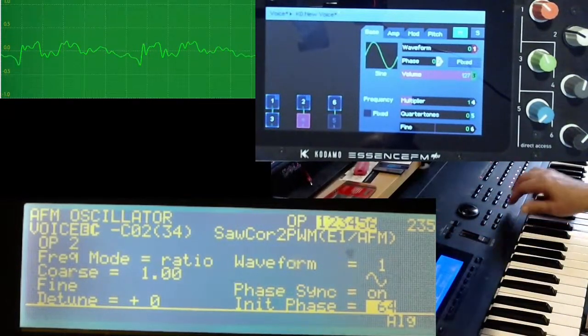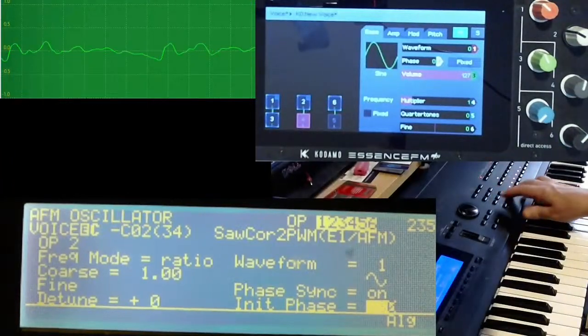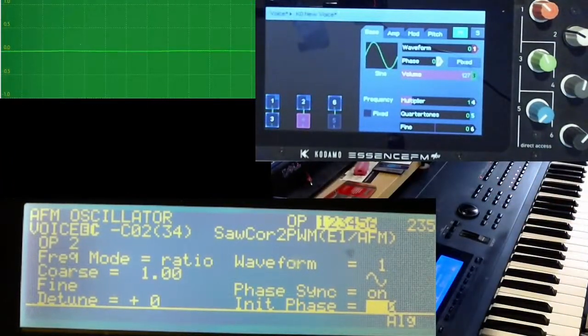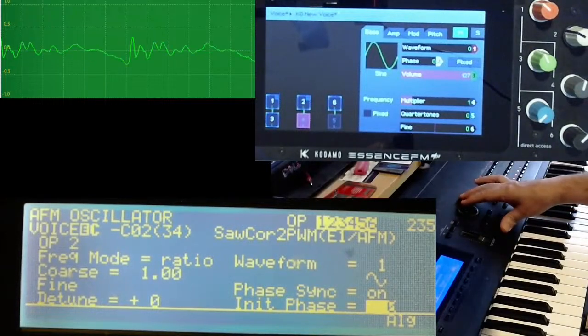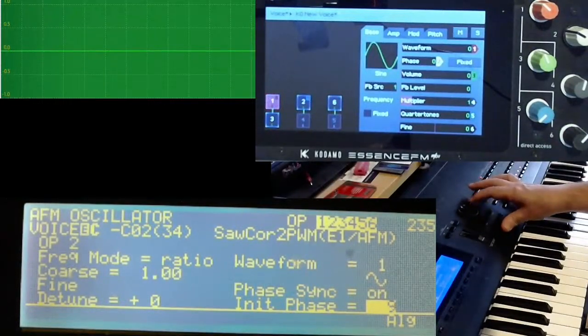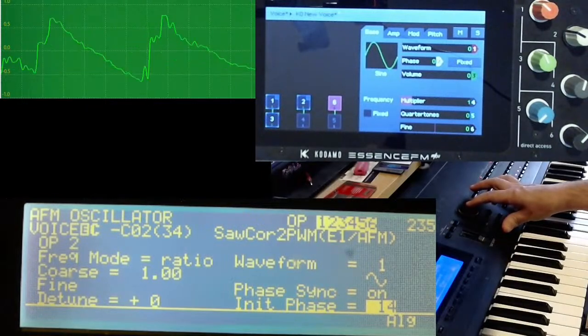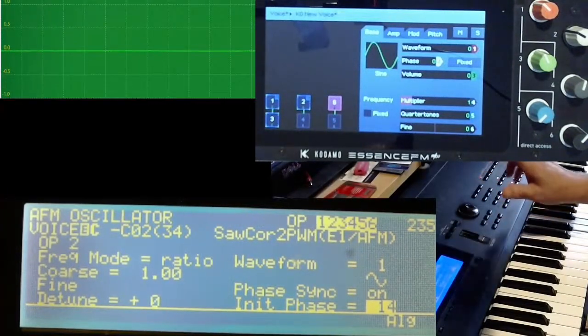So let's go ahead and take this back down to 0. So they're phase aligned again. And now let's gradually increment the phase. So you can see the point of the other sawtooth is starting to sneak out from under the alignment of the other one.